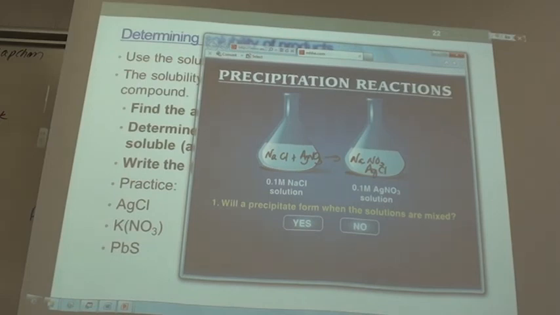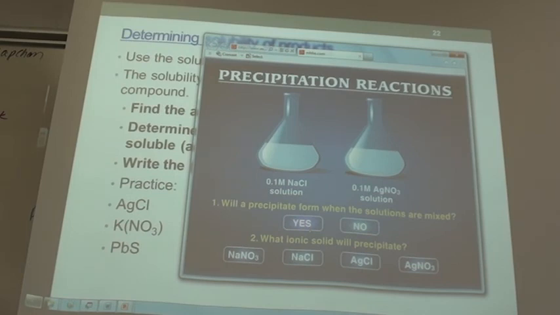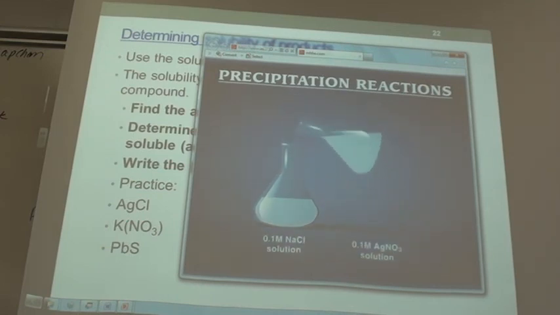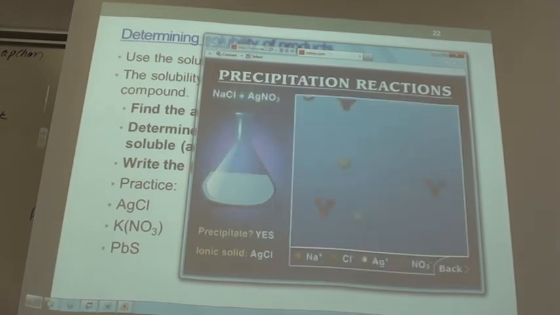Okay, ladies and gentlemen, what is the answer to the question, will a precipitate form when the two solutions are mixed, yes or no? Yes. What will be the new solid out of these four choices? AgCl? Was she correct? Yep. There's Ag and the Cl floating around, and it goes to the bottom.